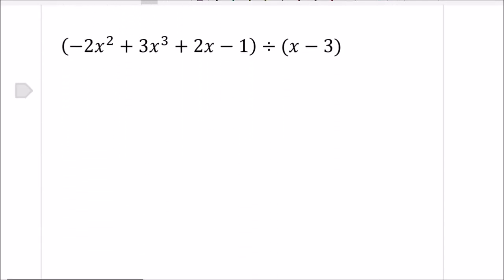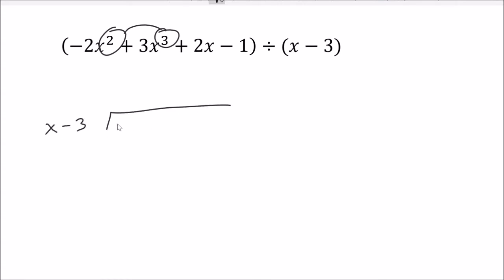Maybe you're ready to try to set it up by yourself. Okay, there absolutely is a trap here. The trap is this. I said they have to be in descending order of power, and we have flipped these. So in order to do your setup, you'll need to flip them back, like this. So you'll write this as 3x cubed minus 2x squared plus 2x minus 1.